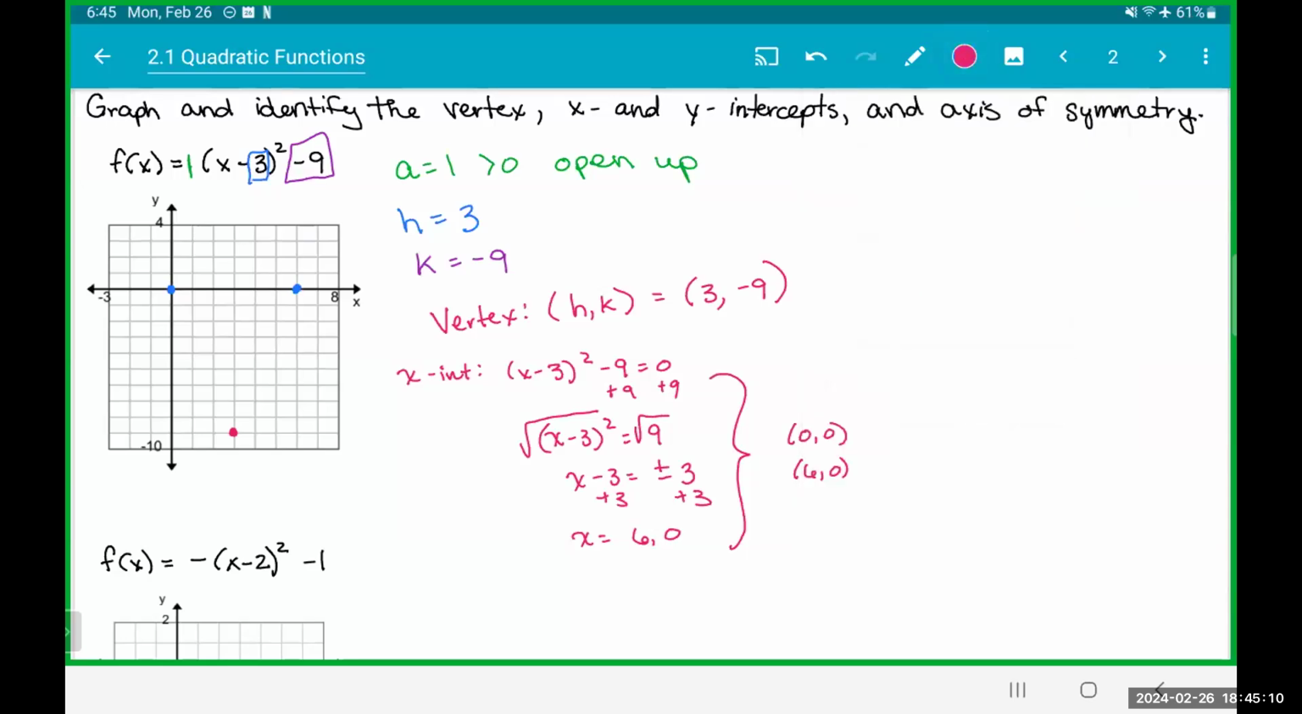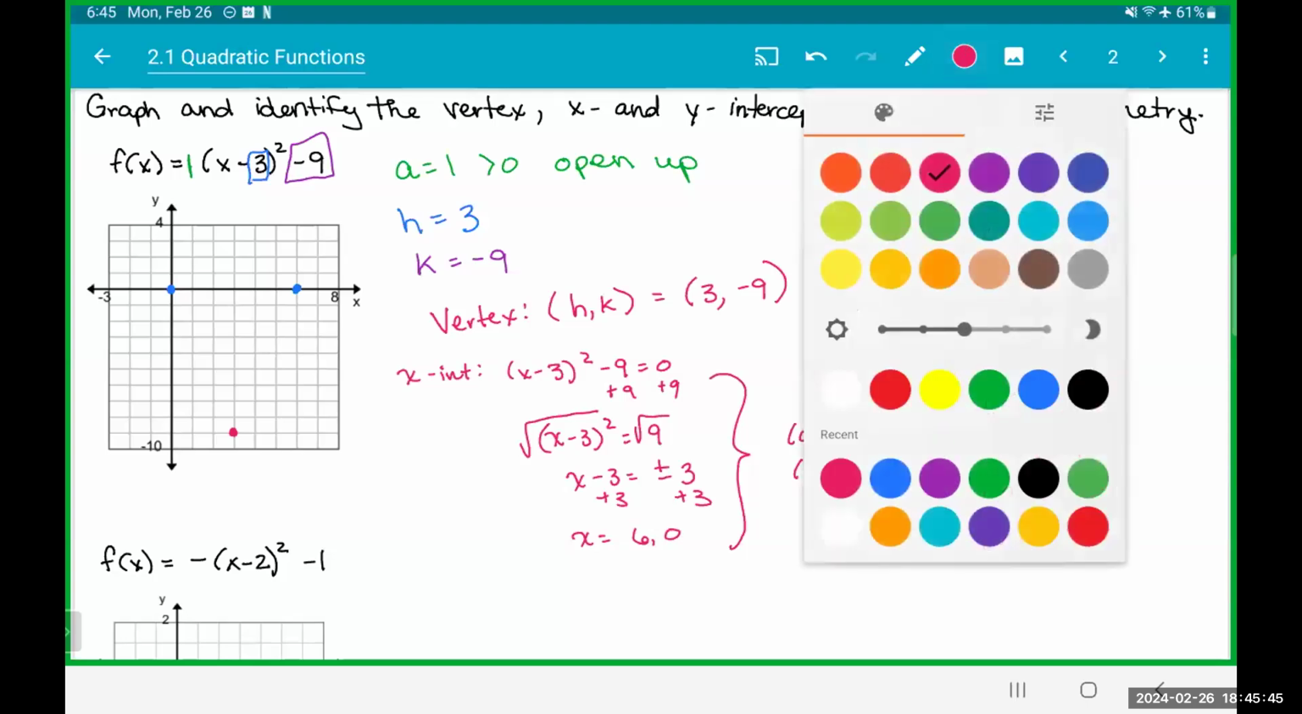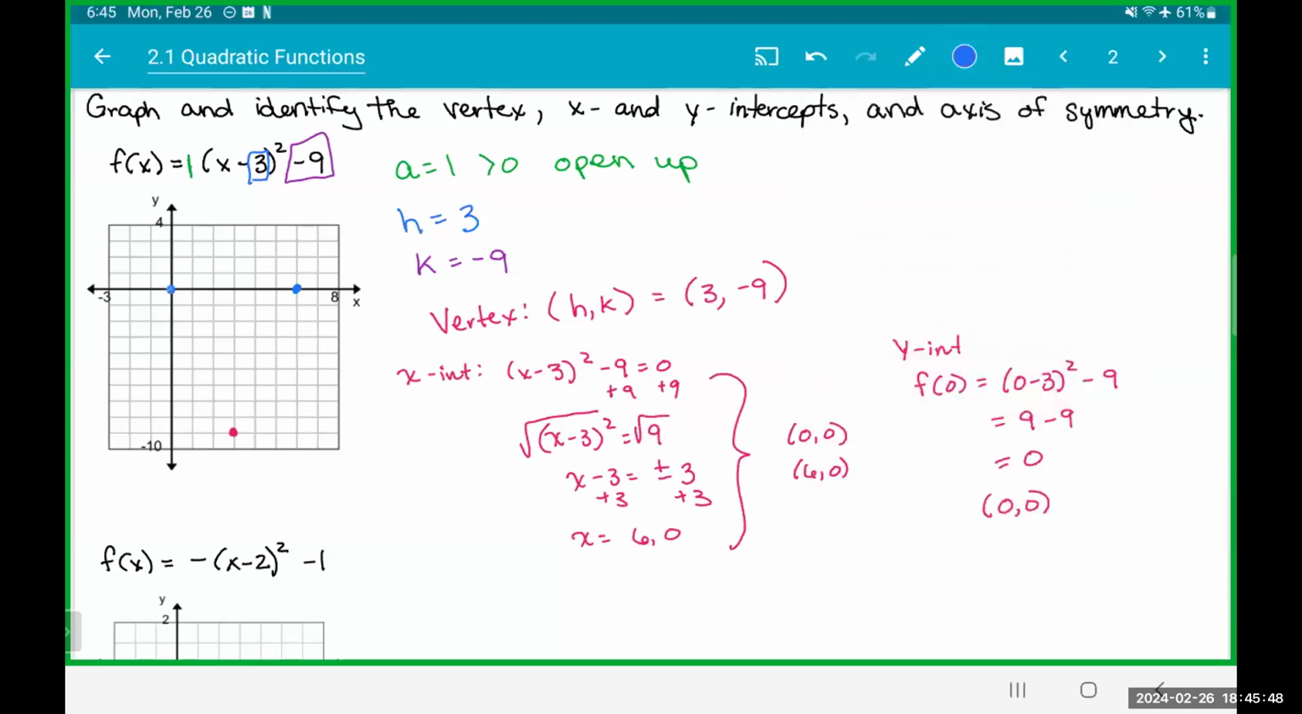Now let's look at our y-intercept. Our y-intercept, remember, that is where we let f of 0. So we really just plug in 0 for all of our x's. And so that would be 0 minus 3 squared minus 9. So negative 3 times negative 3 is 9 minus 9 gives me 0. So this tells me that my y-intercept is at 0, 0. We've already plotted that point, and so we can go from there.